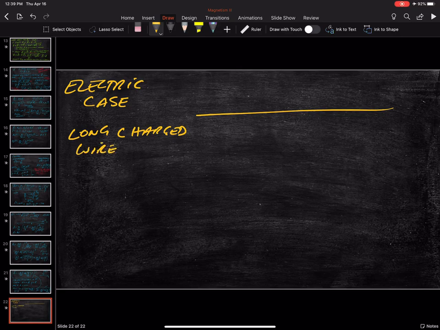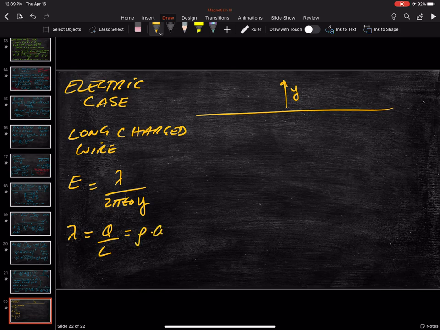Okay, and so here's your long charged wire carrying a uniform charge. You might remember from Gauss's law that the electric field in that case was lambda over 2 pi epsilon naught times r, where lambda, let me call it y in this case just to make it more explicit, where lambda was the charge divided by the length, which, if you like, is the charge density times the area of wire.